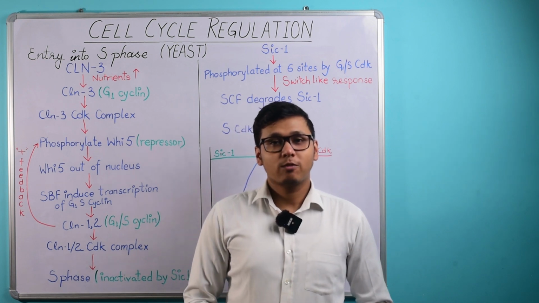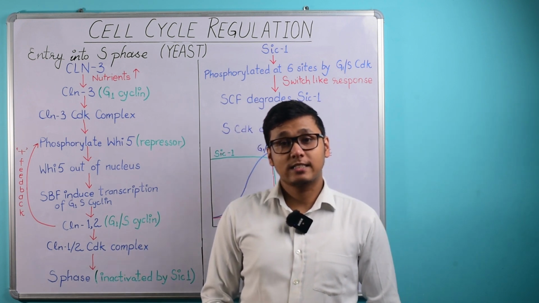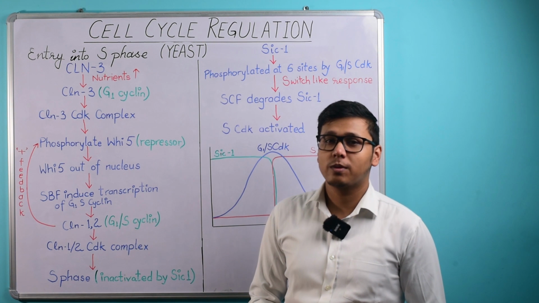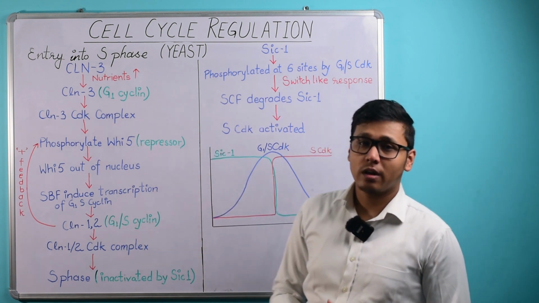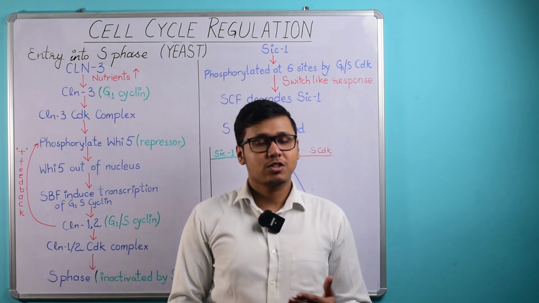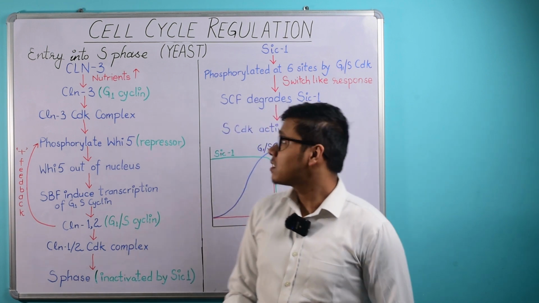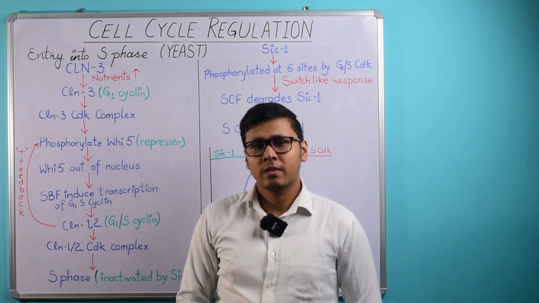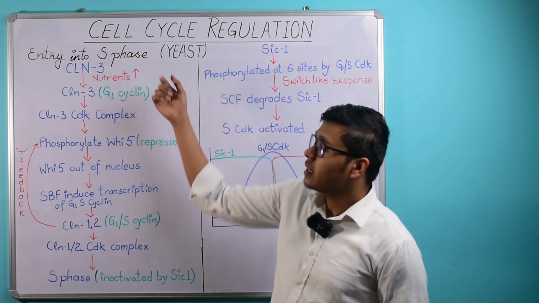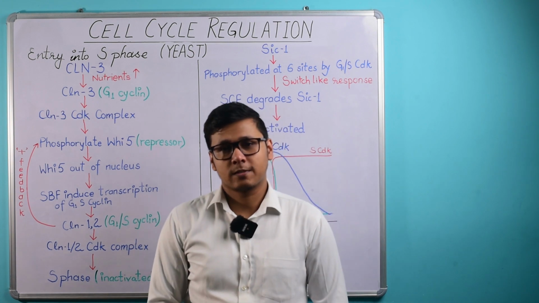Okay, so now that we have got the idea of all the cyclins and CDK and other factors responsible for the cell cycle regulation, we can now easily look into each phase and how the transitions take place. We'll start with the yeast cell, then we'll see the metazoans as well, and firstly we'll be looking into the entry into S phase.